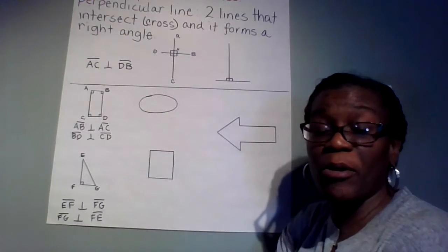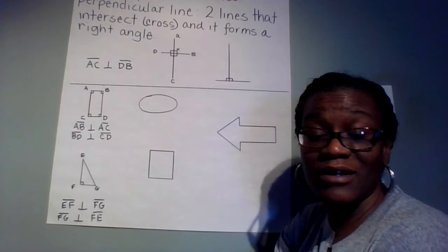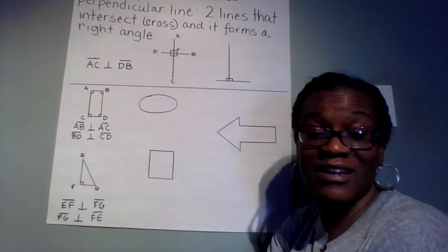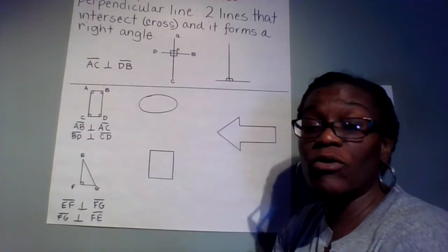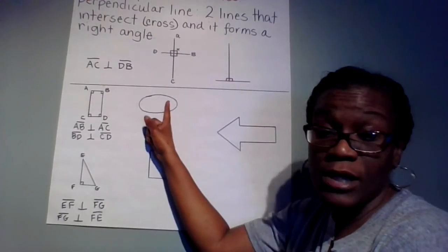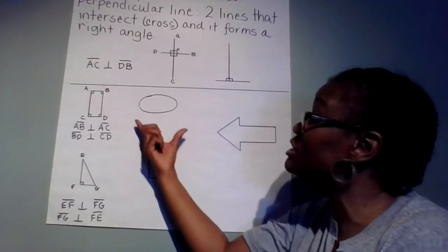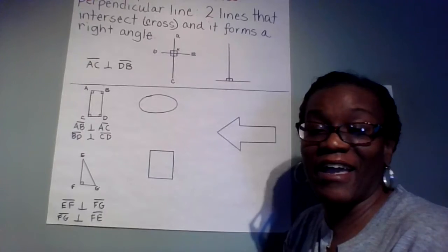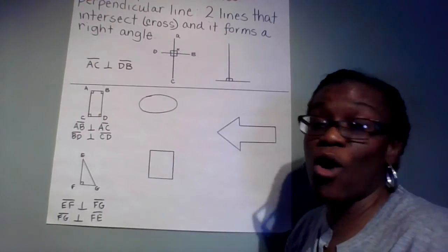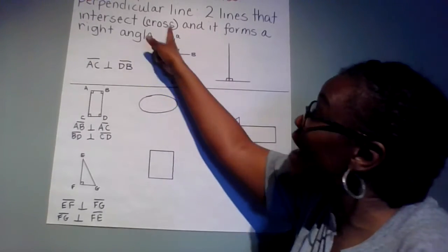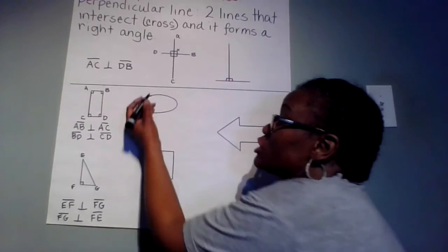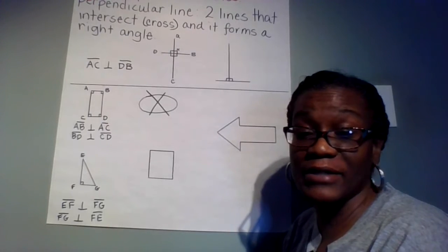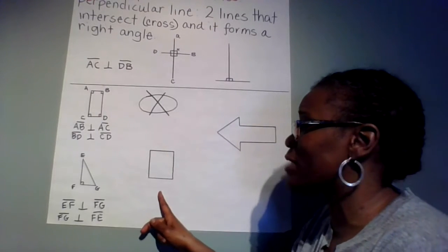Now let's look at this shape up here. Do I have any perpendicular lines? Let's think about it. First of all, what type of shape is this? That's right, it's an oval. It's not a circle that's 360 degrees, but it is an oval. It's kind of shaped like an egg, and it has no two lines that intersect or cross. So this shape has no intersecting lines.